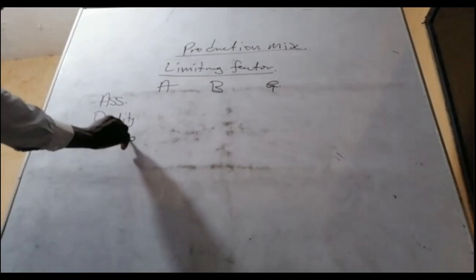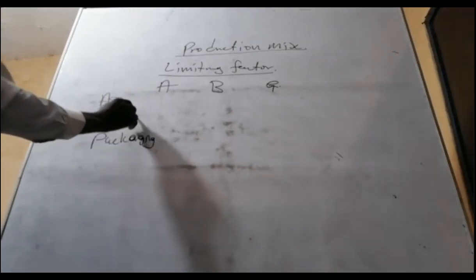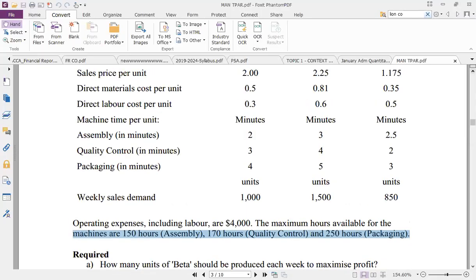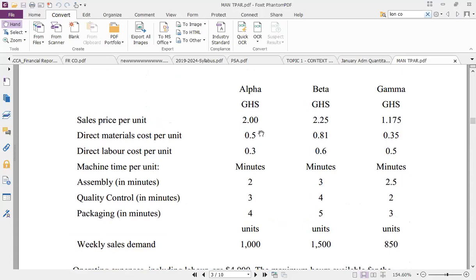Good. So how do we then get the resource requirement? We go to the question. This is what you need most. Now, the question is this: if I want to produce a unit of alpha, I need to spend 2 minutes to assemble the alpha product, 3 minutes to do the testing, the quality control checks, and then 4 minutes to do the packaging.